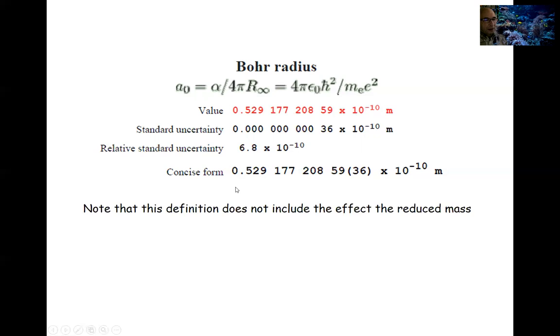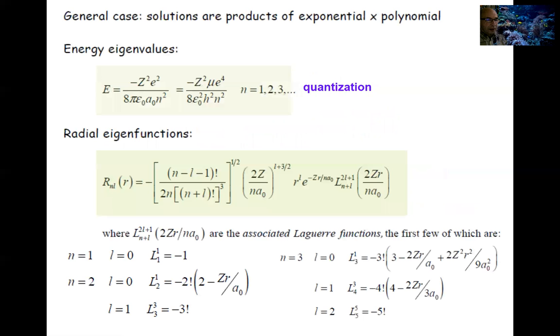So it's 0.529 times 10 to the minus 10 meters, and you can use it later in many approximations which you can make.